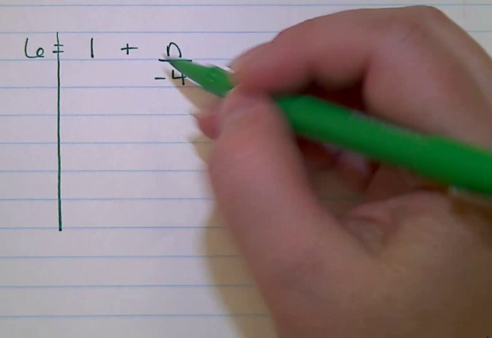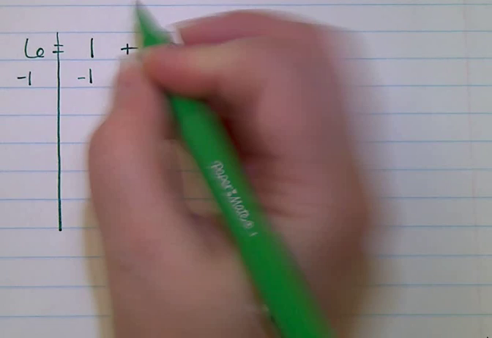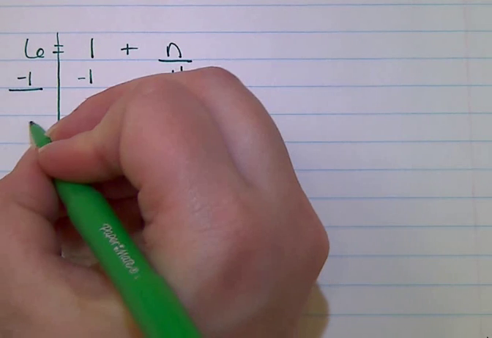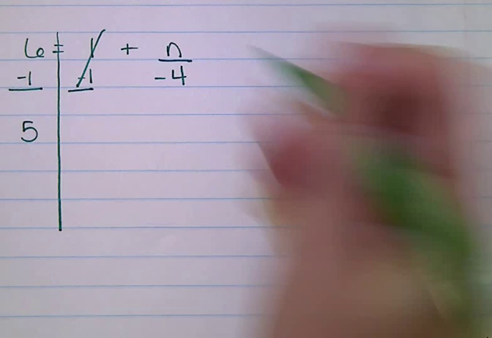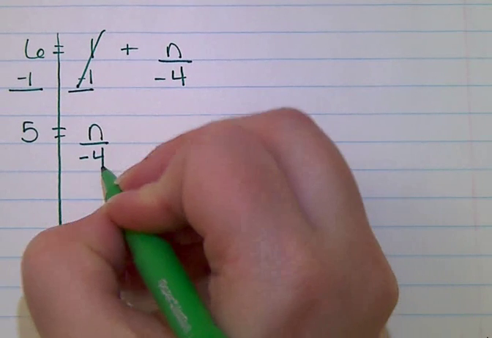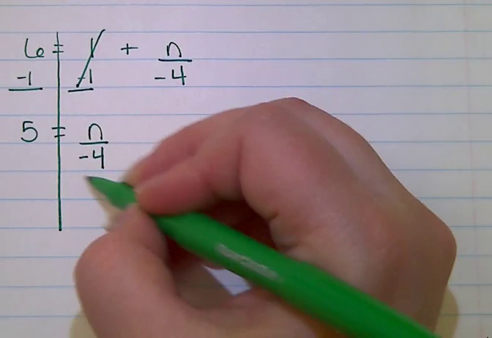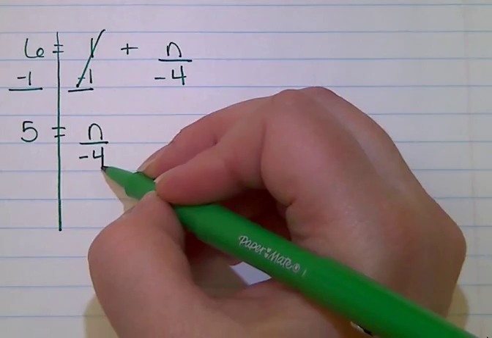So we're going to move away the good friend. So let's subtract 1 from both sides. 6 minus 1 gives me a 5. There is my 0. And I'm left with the n over -4 on the right-hand side. So I'm left with just my variable and my best friend, and it's time to move the best friend.